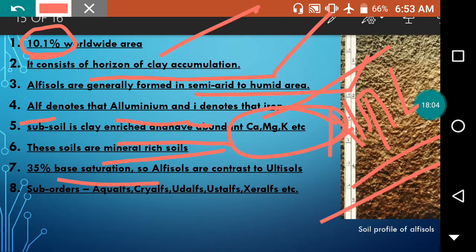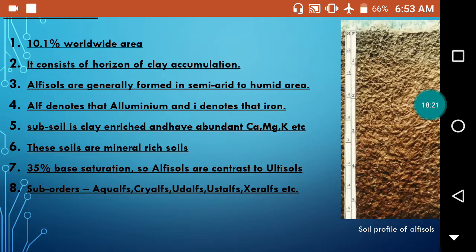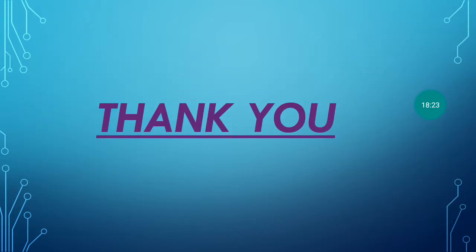So alfisols are in contrast to ultisols. In ultisols there is less than 35% base saturation, while alfisols are the contrast to that, with more than 35% base saturation. The suborders are aqualfs, cryalfs, udalfs, ustalfs, xeralfs, etc. These are all about the alfisols. Okay, thank you.